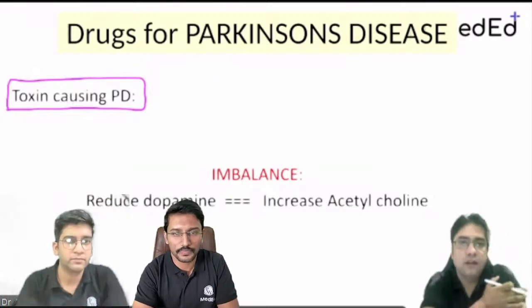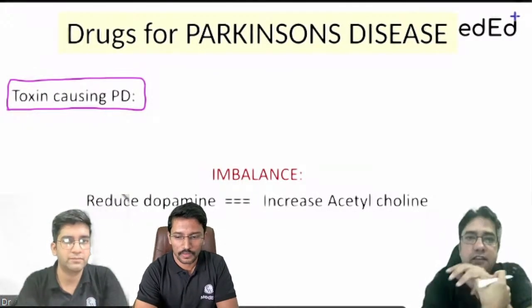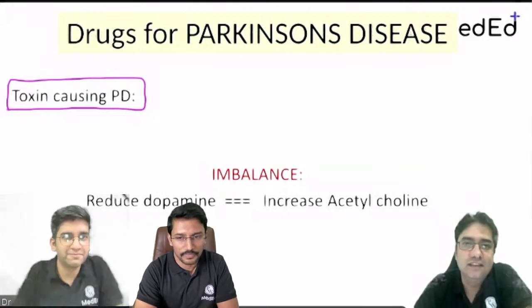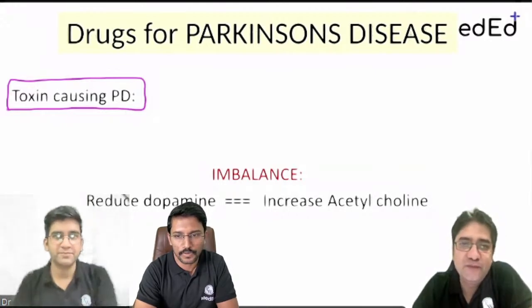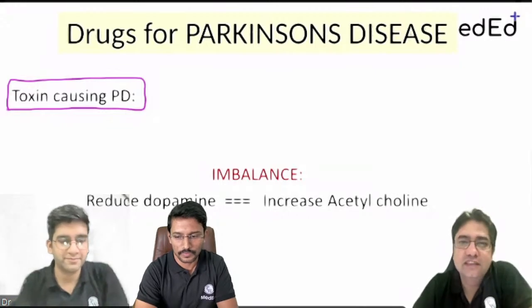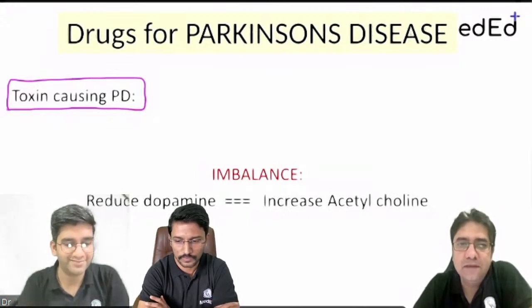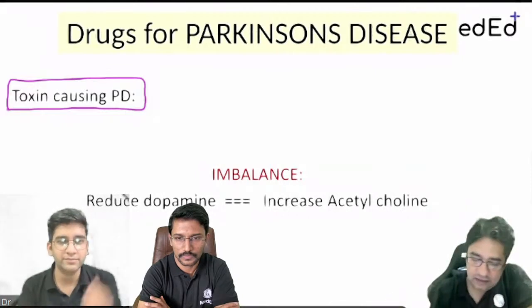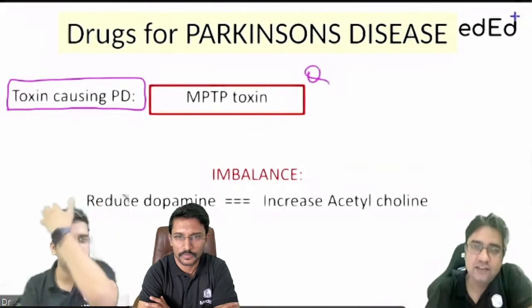Over to you, sir. So before starting management, Ranjith sir were discussing about some toxins which can lead to Parkinson's disease. And unfortunately for you students, this MCQ was asked some 2-3 years back. Can we name any toxin which can lead to Parkinson's disease? Yes, there is an answer for it. The answer is MPTP toxin.